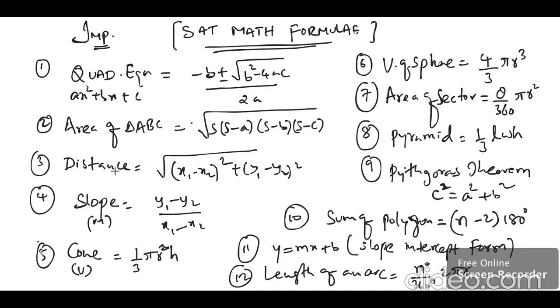Now distance: when you have two ordered pairs given, x1 y1 and x2 y2, you can find the distance between the 2 points in the coordinate plane xy. Use x1 minus x2, the difference of x, and the difference of y.